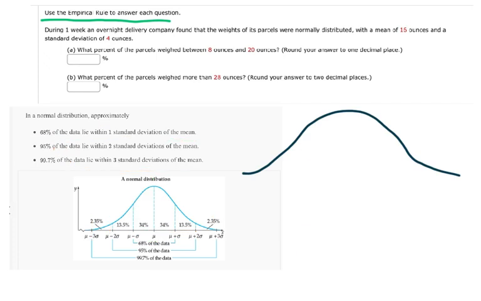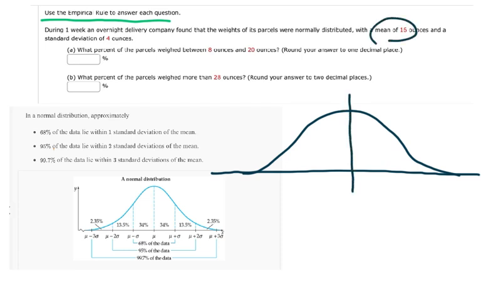Okay, so this is my rough little bell curve for a normal distribution. I'm going to put my mean right in the middle, and it tells me my mean is 16, okay? Each standard deviation is 4 ounces. So when I go one standard deviation to the left and to the right, think about it. If I add 4, I would get 20. And if I subtract 4, I would get 12. Okay? This is one standard deviation on each side.